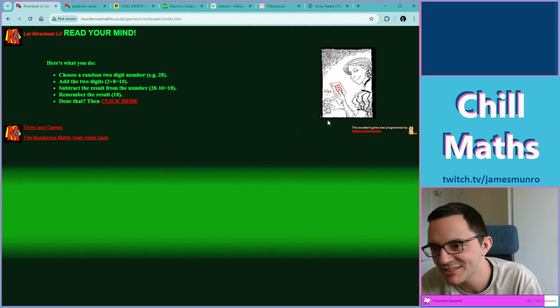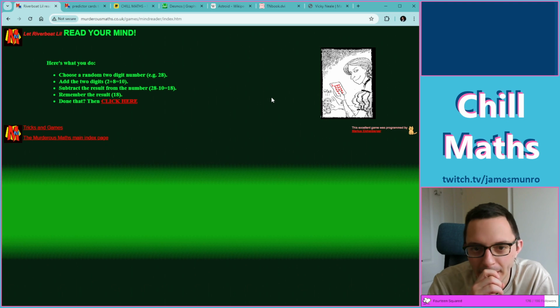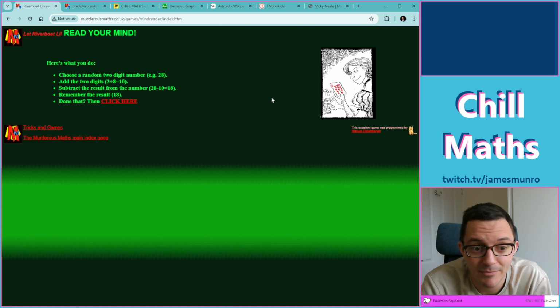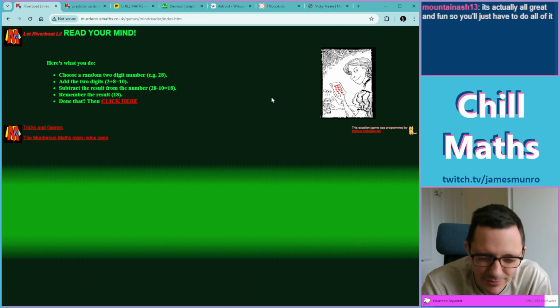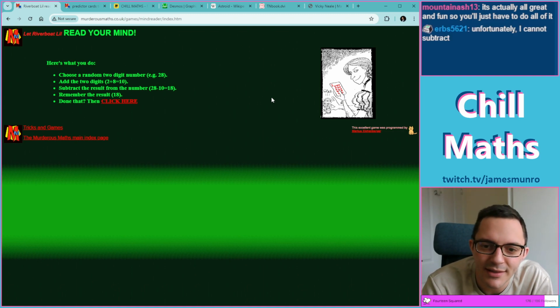Okay, it's about choosing numbers. I think I actually remember this illustration of someone with the 15 of hearts from one of the books. Anyway, choose a random 2-digit number, e.g. 28. I know I can't think of anything except 28. Add the digits. 3 plus 7 is 10. Subtract the result from the number. Oh, from the original number. Interesting, because I've now subtracted my units digit and I've subtracted the result, and I've subtracted 10% of my tens digit. So I'm now at 27 because I subtracted 10 from 37. Done that, then click here.